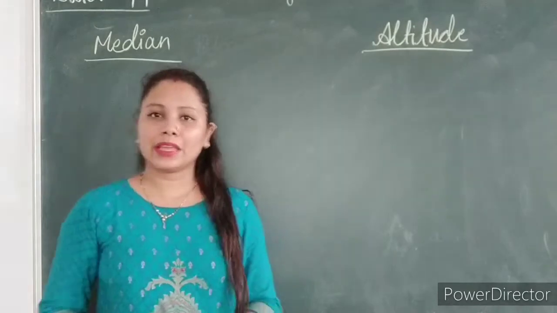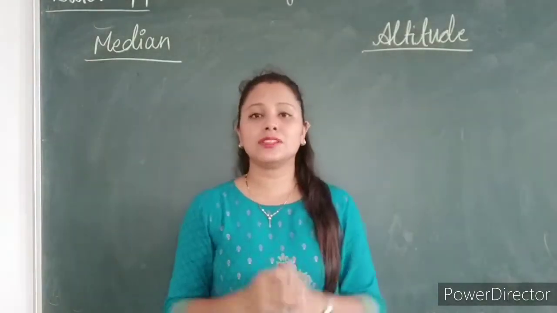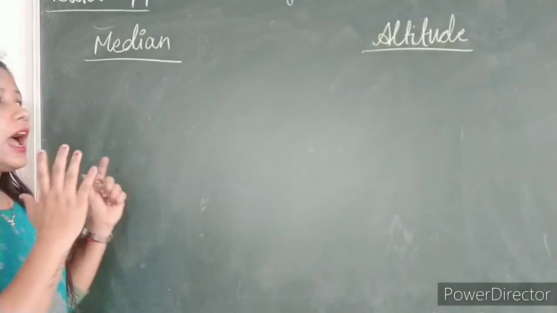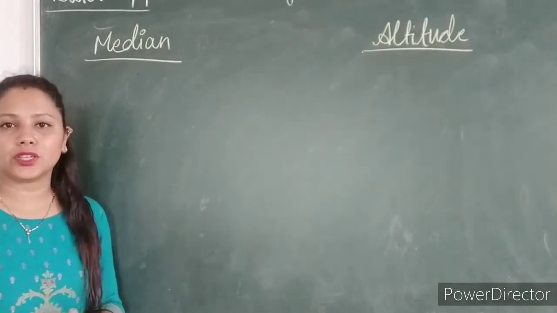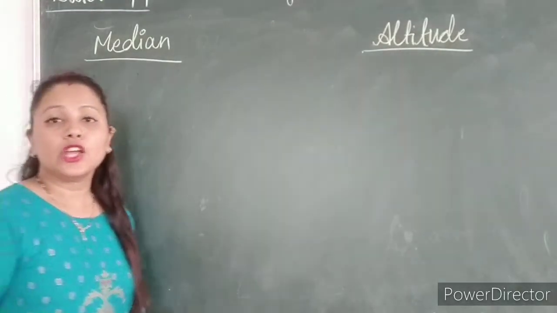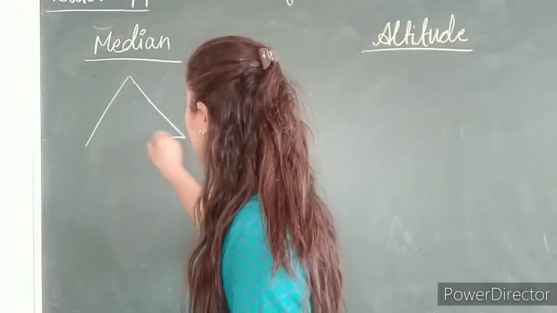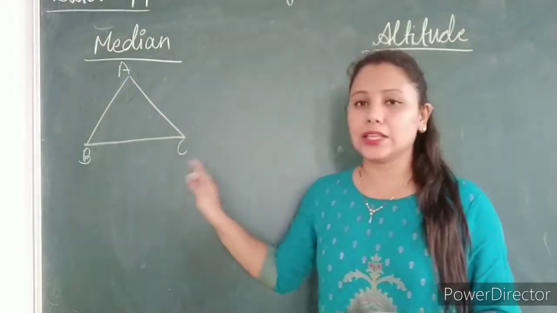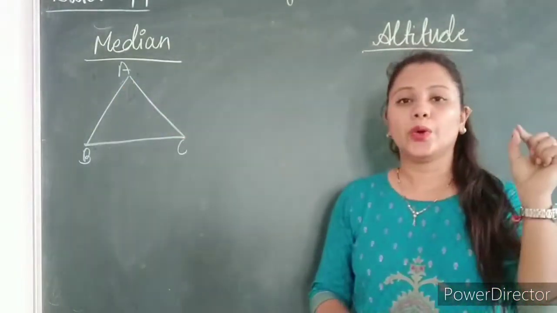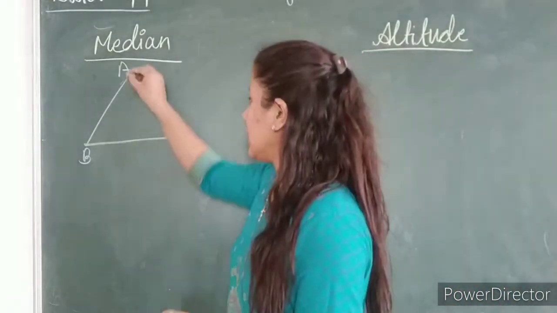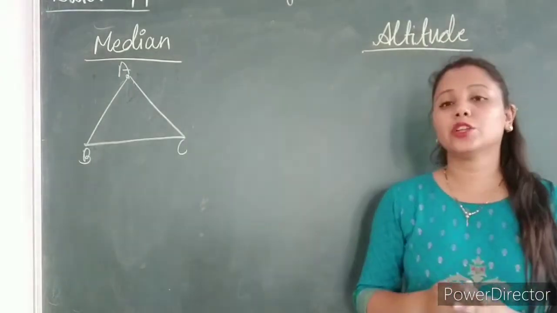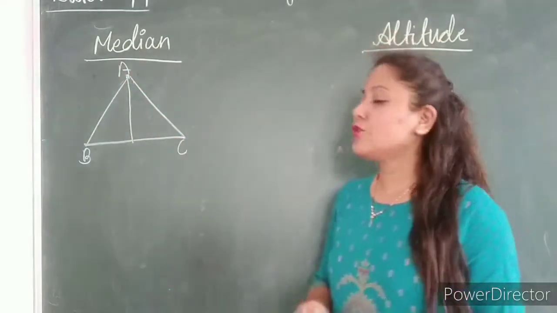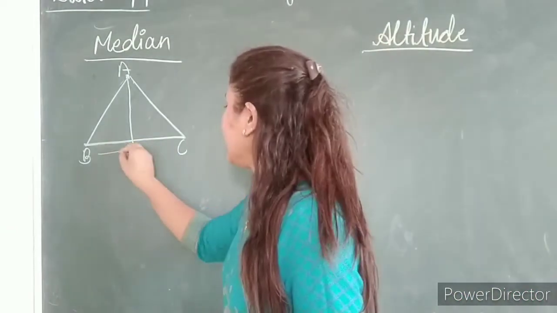Now students, our next topic is median and altitude. These two concepts look similar to each other, but there is a lot of difference between them. So let's check how these two concepts are different. Let's start from the first one, median. Suppose we have a triangle ABC. So here we have three vertices A, B, C. In a median, a line passes through one vertex, suppose this one is A, and divides the opposite side into two equal parts. So suppose one line is passing through vertex A and divides BC into two equal parts, that is BD and DC.